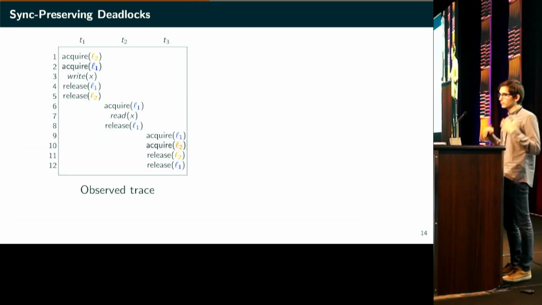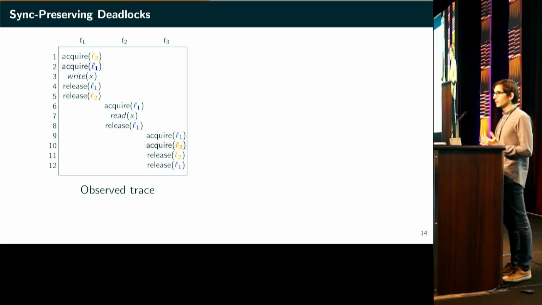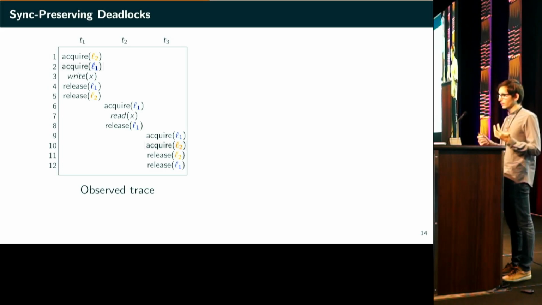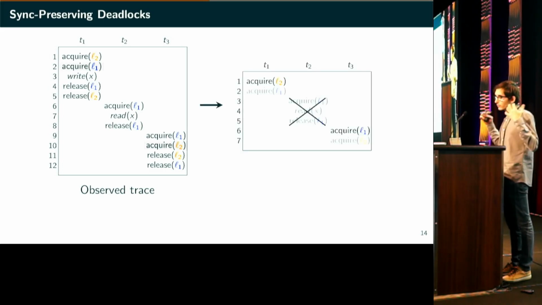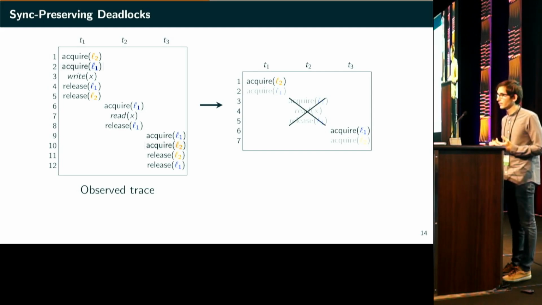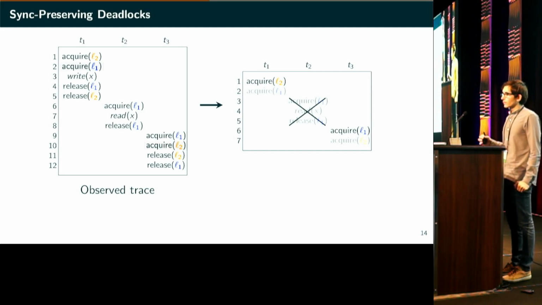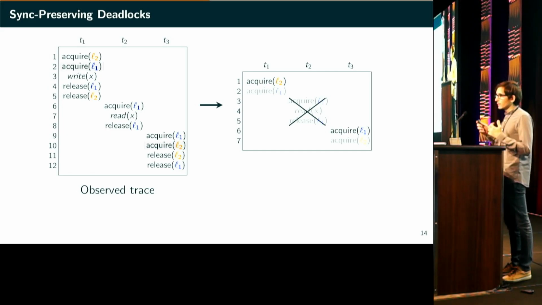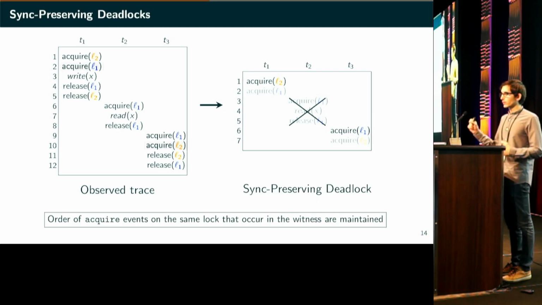So let me give an example that demonstrates the concept of sync-preserving deadlocks. So here we have an execution where the events 2 and 10 form a potential deadlock. And this pair, again, corresponds to a real deadlock, and we have a witness for it, as shown on the right. And in this witness, we simply drop all the events of the second thread. And we can observe that the order of acquire events on the same lock that occur in the witness are the same as in the observed trace. And this is essentially the condition that is imposed by sync-preserving deadlocks. And since this witness satisfies this condition, this is a sync-preserving deadlock.